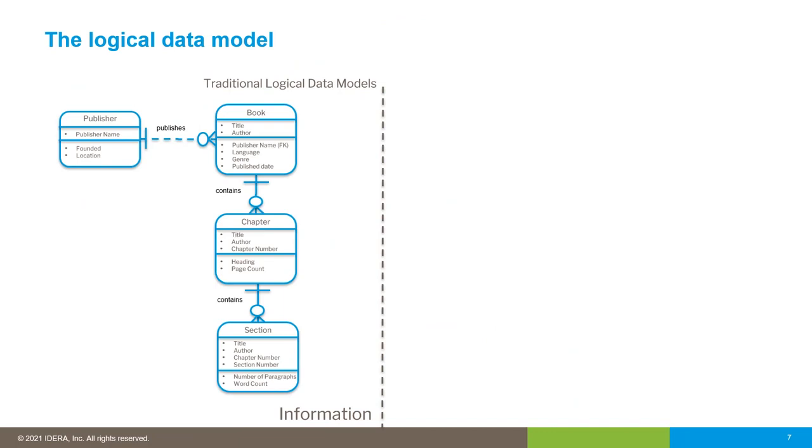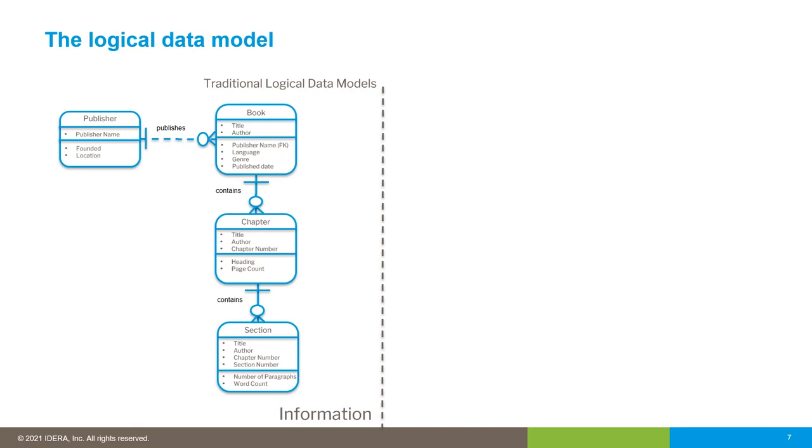When we're modeling information, we're generally going to use a logical data model. In this, we're going to use entity relation diagrams. We can see that we've got four entities here: publisher, book, chapter, and section. For each of those entities, we can define what the attributes of it are. For a book, we have a title and an author, a publisher name, a language, etc. We can work through each of the entities and then define how we identify them. A book is identified by its title and its author. A publisher will be identified by its publisher name.